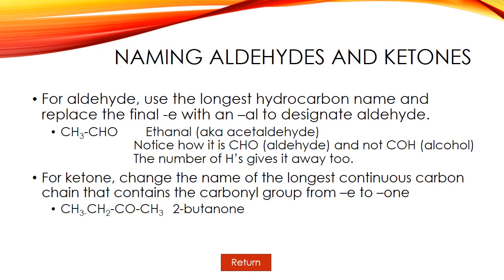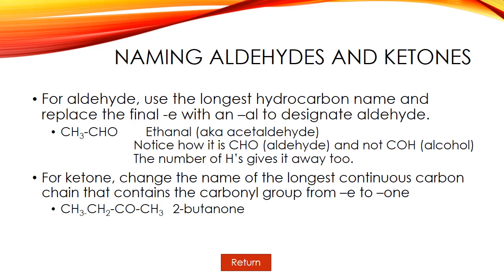So naming again, for aldehydes, you use the longest hydrocarbon name and just replace the final E with an AL. So if it's 2 carbons long, it becomes ethanal. Now this is also known as acetaldehyde. Now notice how I didn't draw it out. I just wrote CHO. CHO is a shorthand method to write the end of an aldehyde. If I had written it as COH or CHOH, then it's an alcohol. So OH means hydroxyl, HO means a double bonded O group.